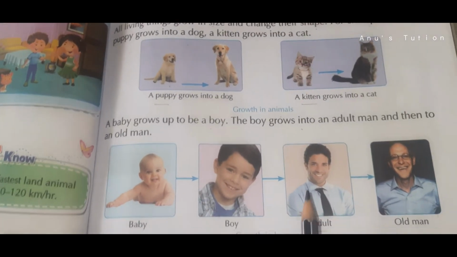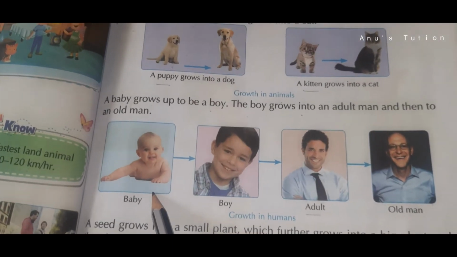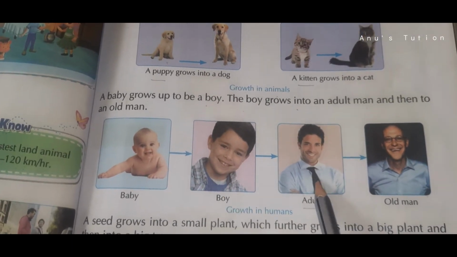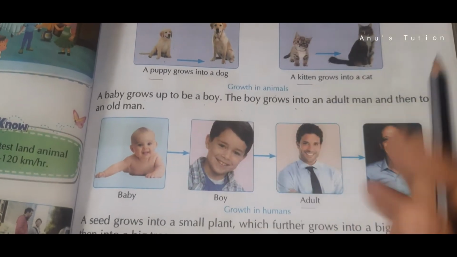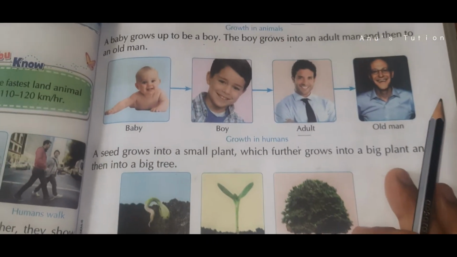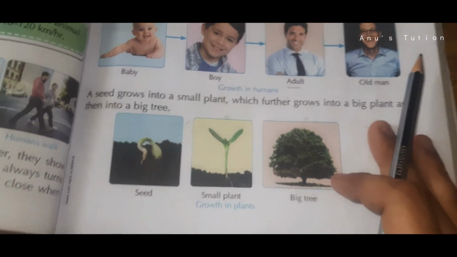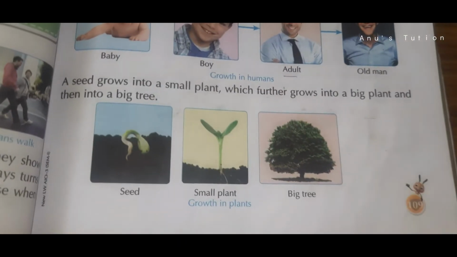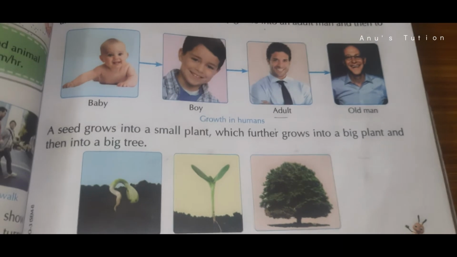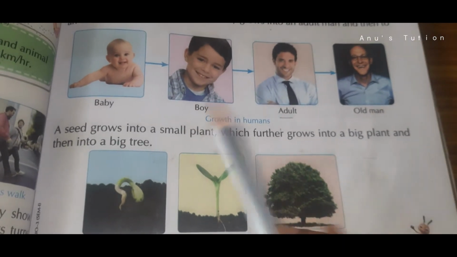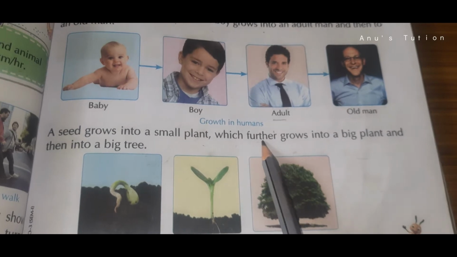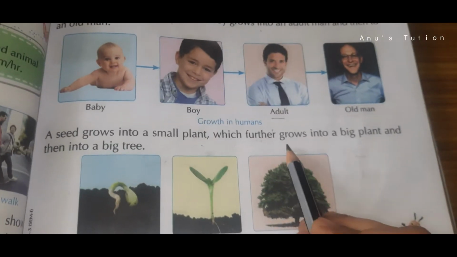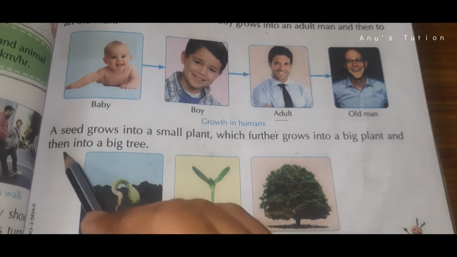See here, a baby grows into a boy, then into an adult, then into an old man. This is growth in human beings. This is growth in animals. Next, a seed grows into a small plant, which further grows into a big plant and then into a big tree.